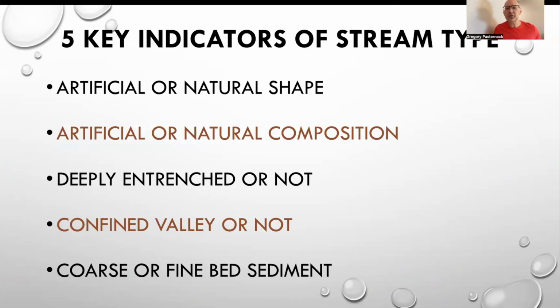In the introductory video for this material, I indicated that there are 5 key indicators of stream type, that if you can answer these questions and understand them, then you can do this classification. So far, we've covered the first 2, artificial or natural shape and artificial or natural composition. Now we're going to do the next 2 in one video, the deeply entrenched or not, confined valley or not.